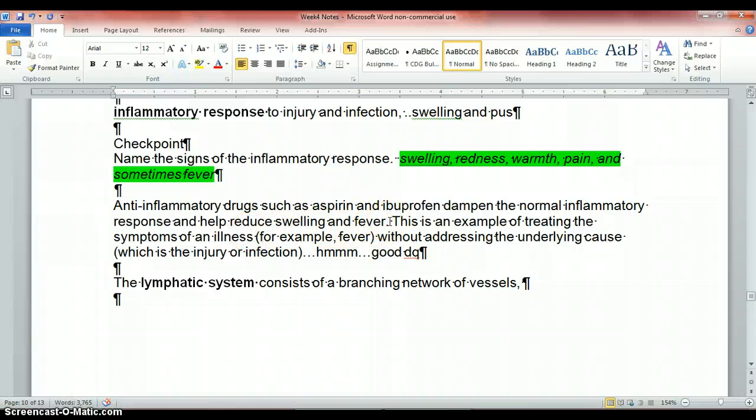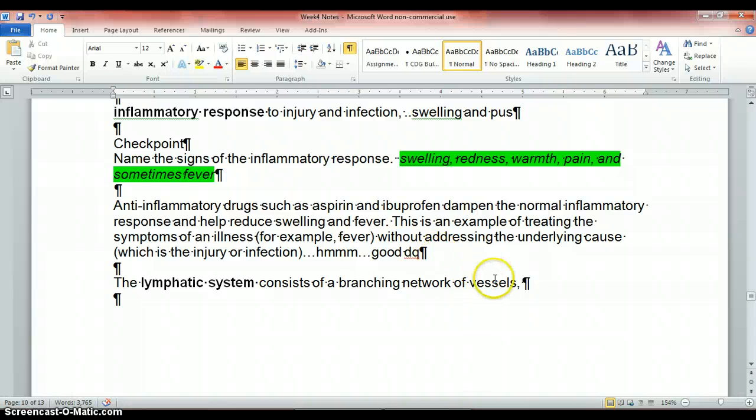It's really interesting to look at a web page on the comparison of the basic pain relievers and see exactly what they each do. This is an example of treating symptoms of an illness, for example fever, without addressing the underlying cause, which is the injury or infection. And that's an interesting concept. When is it better to treat the symptoms than the cause? Or do you want to do both, or neither?